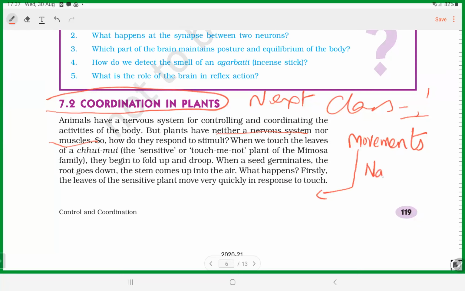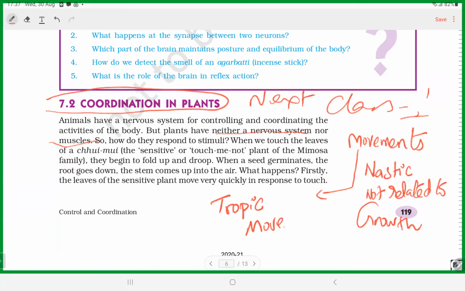Yeah, very good. Nastic movement. What is called nastic movement? Growth unrelated movement. Nastic movements are movements which are not related to growth. Growth related movements are called what? Yes, trophic movements. Nastic movement and trophic movements are the two important ways by which plants coordinate, regulate and control their functions. Is it clear? Fine.